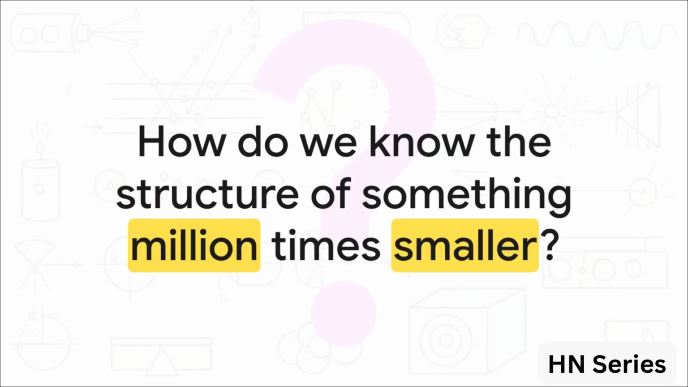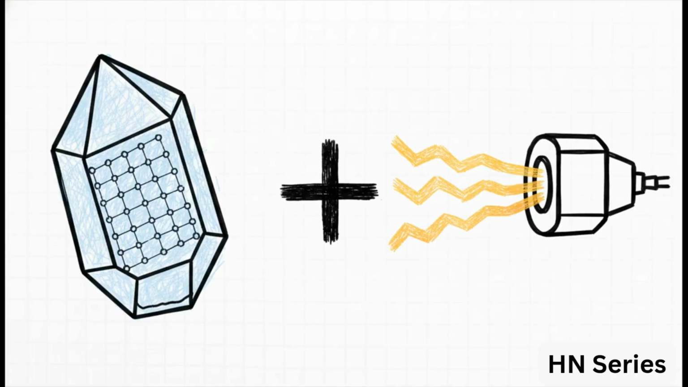So let's just start with a puzzle that's kind of mind-blowing. We all know atoms and molecules are impossibly small, right? They're way too tiny to see with a regular microscope. So how in the world do we know what they look like? How do we ever figure out the shape of DNA? Well, the solution is incredibly clever. It's not about seeing atoms directly.